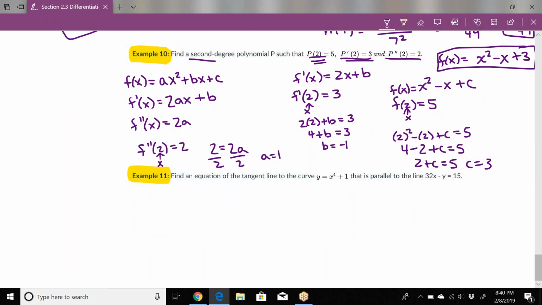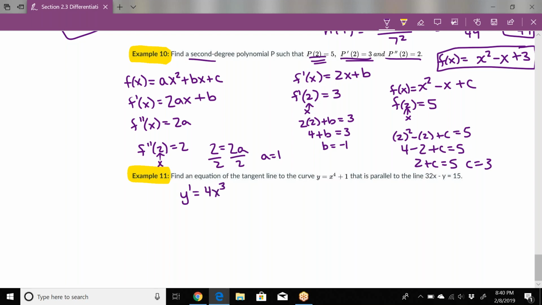Find an equation of a tangent line to the curve y equals x to the 4th plus 1 that is parallel to the line 3x minus y equals 15. Okay, so the first thing I know is that tangent lines mean I'm going to need a derivative. So I'm going to go ahead and take the derivative of that function. That would be 4x to the 3rd.